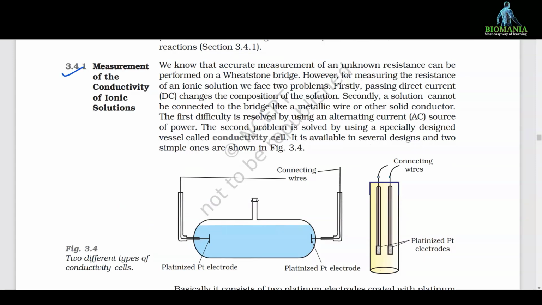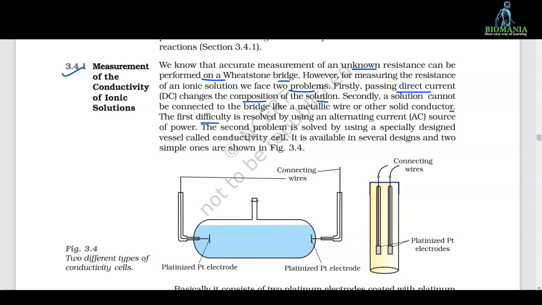3.4.1 Measurement of the conductivity of ionic solutions. We know that accurate measurement of an unknown resistance can be performed on a Wheatstone bridge. However, for measuring the resistance of an ionic solution, we face two problems. Firstly, passing direct current (DC) changes the composition of the solution. Secondly, a solution cannot be connected to the bridge like a metallic wire or other solid conductor.